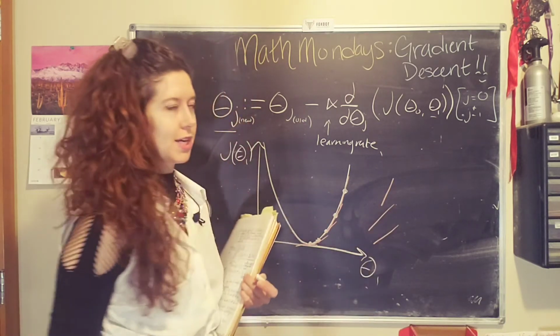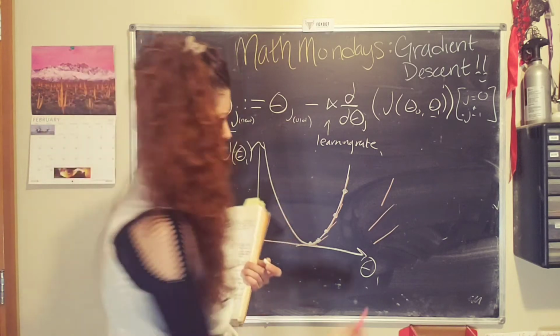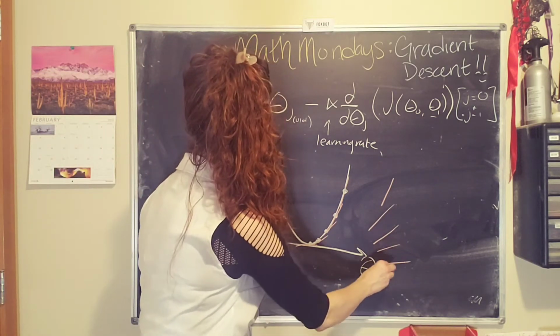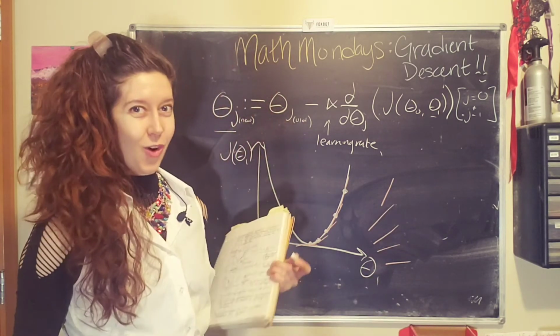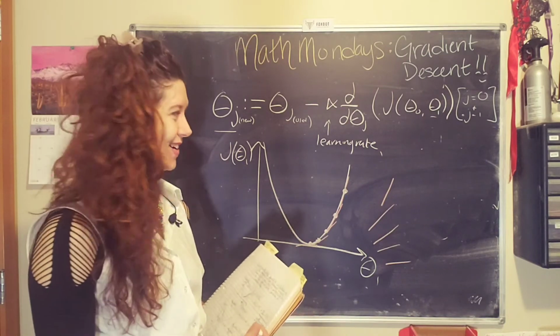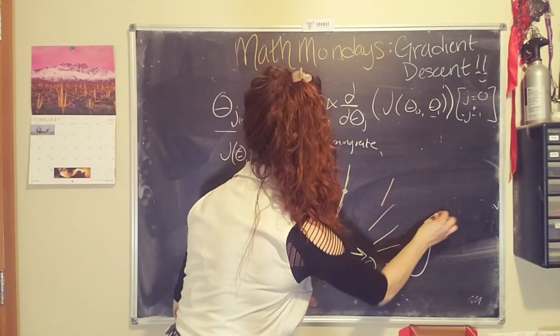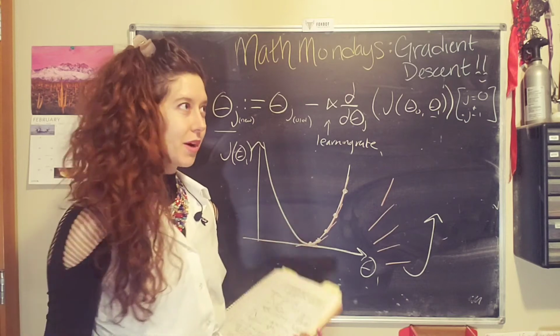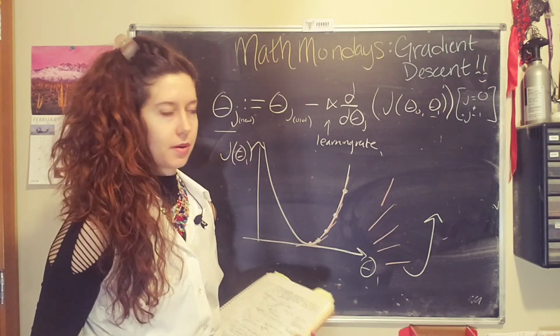Or I should say our tangent lines are going to get even flatter. Yeah, there we go. Until we have a horizontal line. Yes! Okay, and so this is our minimum. What does it mean to have a minimum?